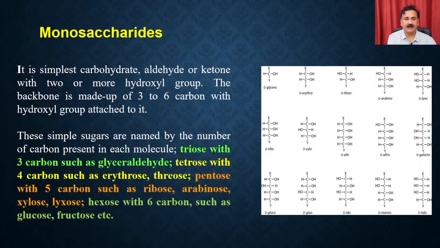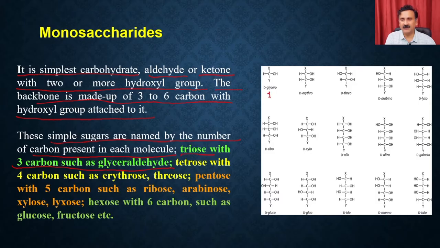Monosaccharides are the simplest carbohydrates, an aldehyde or a ketone with two or more hydroxyl groups. The backbone is made up of 3 to 6 carbons with the hydroxyl groups attached to it, and monosaccharides are always named as per the number of carbon atoms present. For example, triose is the sugar which contains 3 carbons, such as glyceraldehyde. So what you see here are a number of examples of monosaccharides.